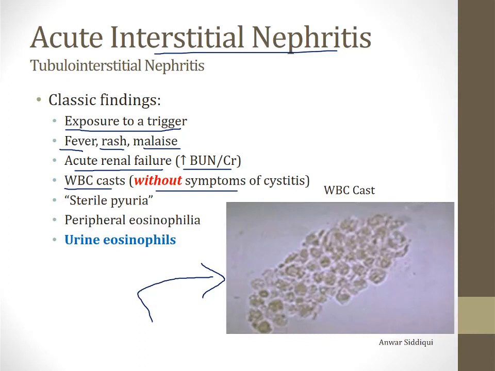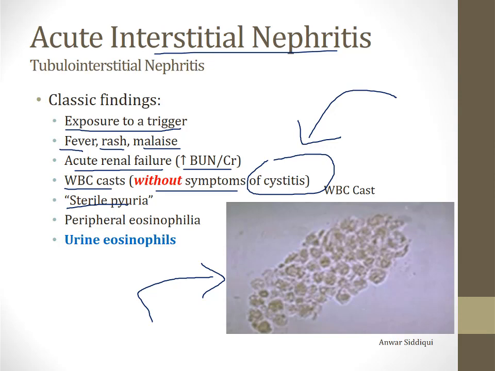Importantly, a patient with interstitial nephritis will not have burning or dysuria or any evidence of cystitis. Those things are only seen with infection. So if you see a case describing white blood cell casts with no evidence of dysuria or cystitis, you should think of interstitial nephritis. This is called sterile pyuria because there are white cells in the urine, but there's no bacteria.